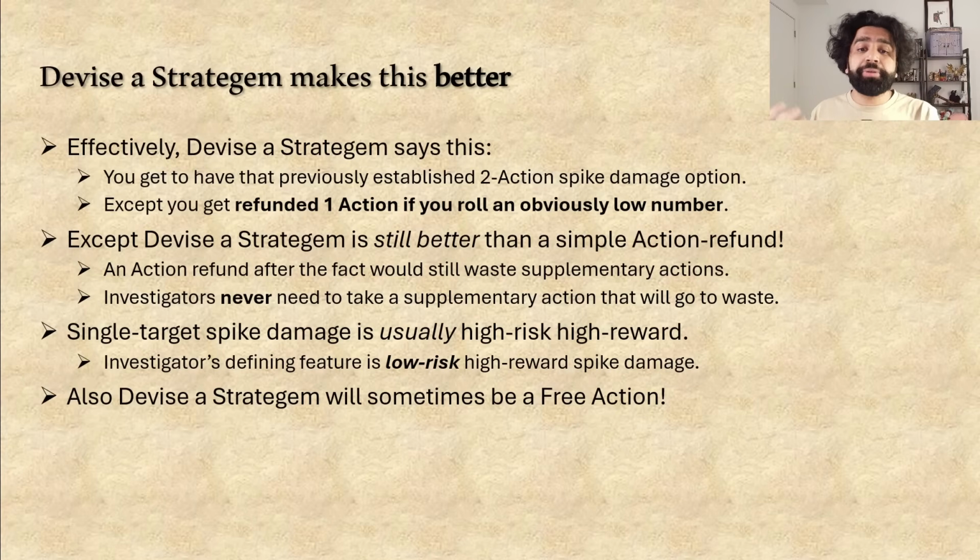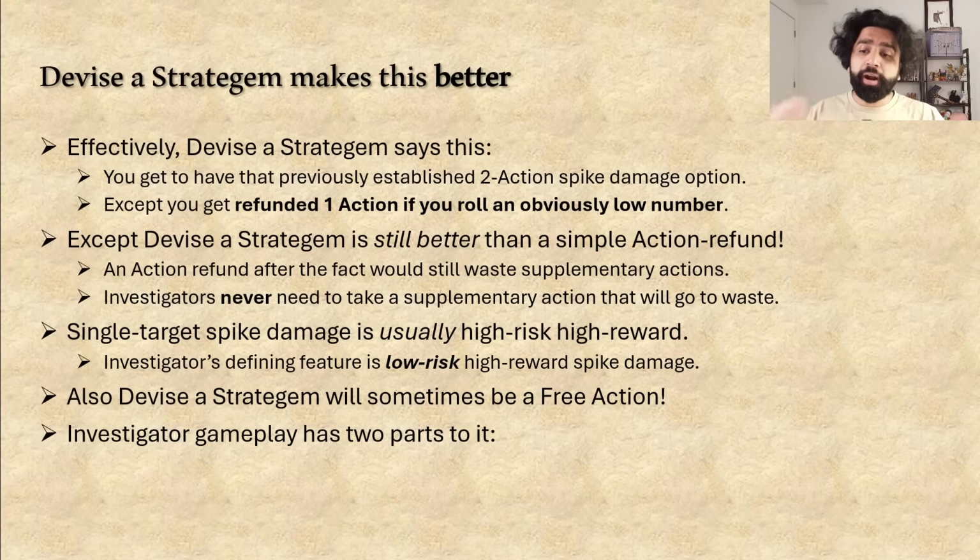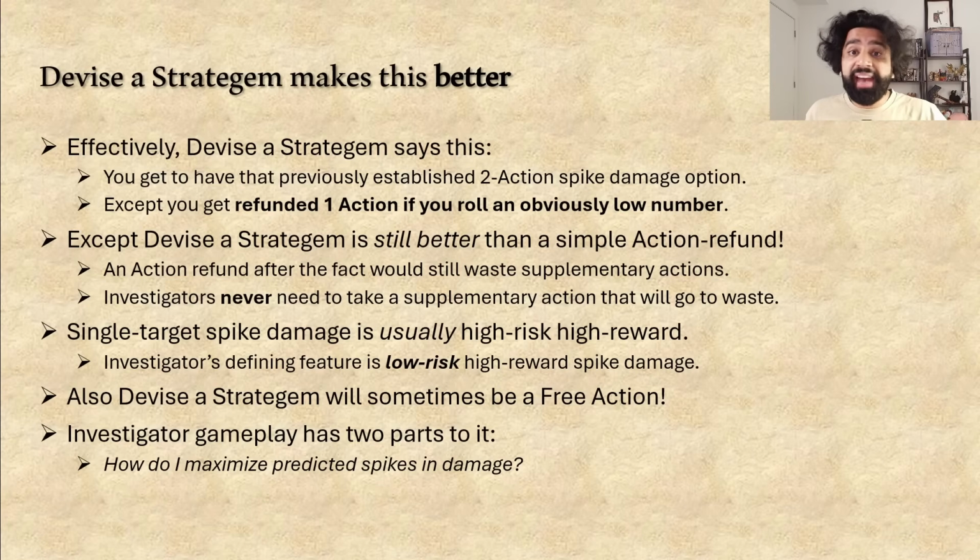There is a degree of table variance to it, which I will get into near the end of this section of the video, but it's definitely going to happen some of the time, especially if you have the person of interest feat. So the investigator gameplay loop has 2 parts to it. How do I maximize predicted spikes in damage, maximize the value I get out of them, and how do I minimize the turns where I predicted a low roll?